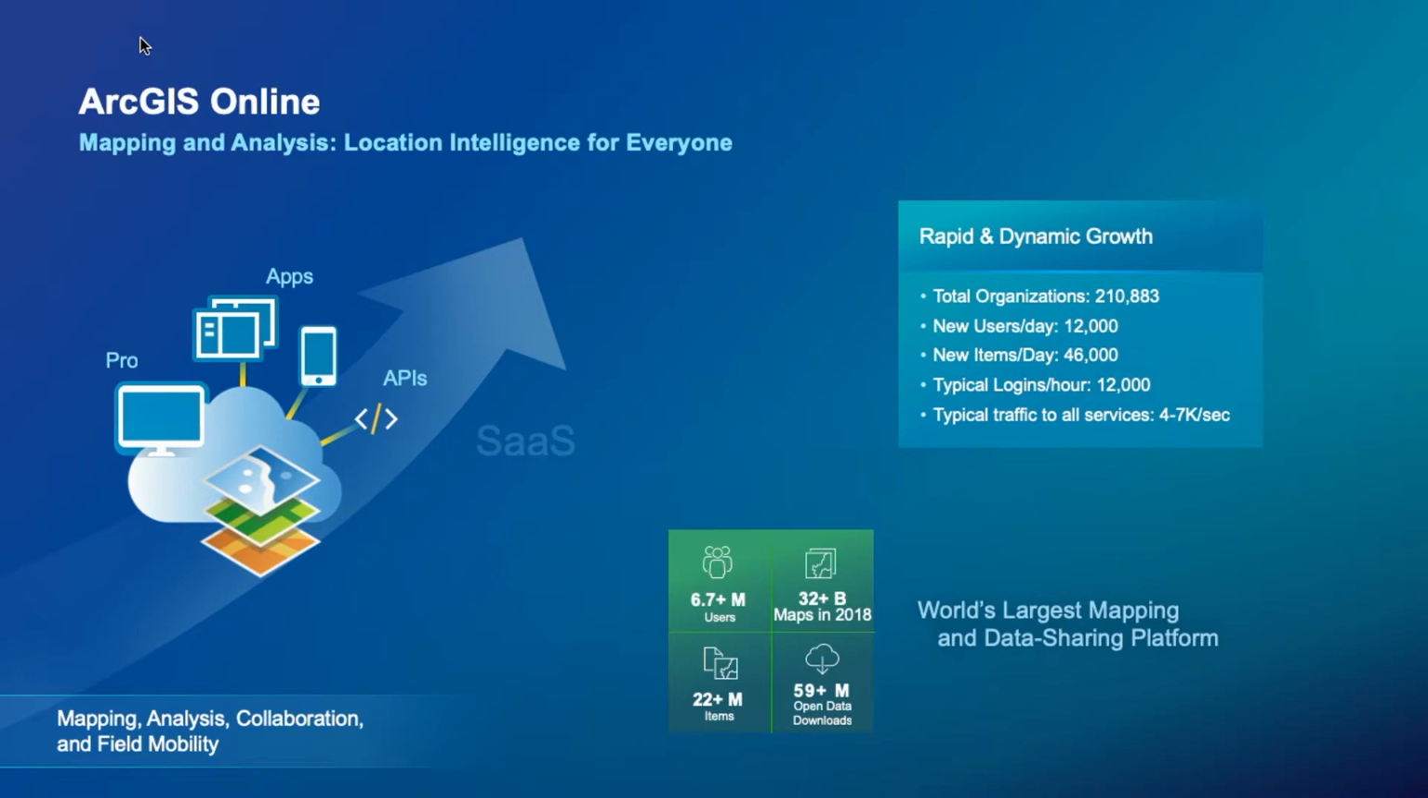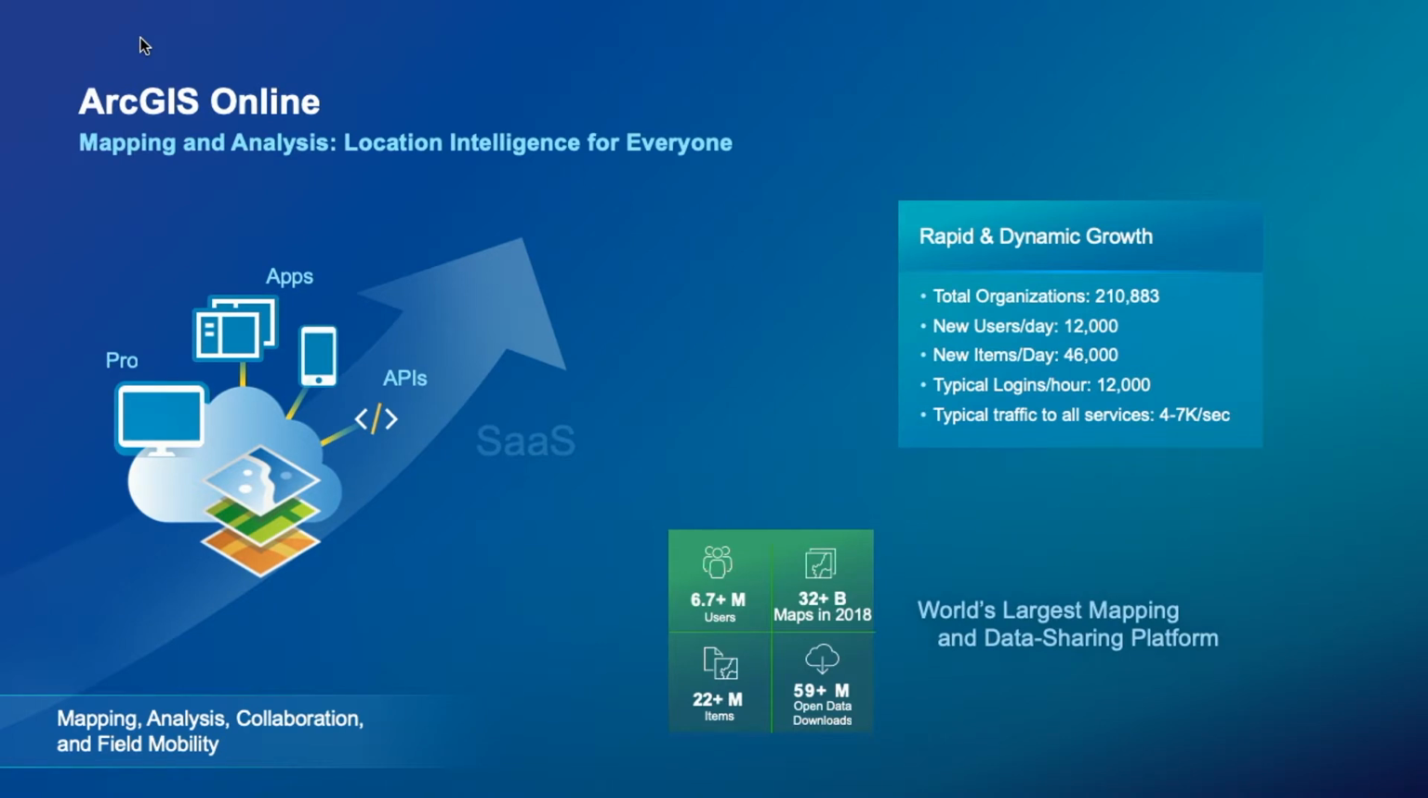Lots of growth. There are over 200,000 organizations, subscriptions using ArcGIS Online. We get about 12,000 new users per day to the system, so it's continuing to rapidly grow. That has not ever slowed down. And between all of those users, about 46,000 new items per day, an item being somebody posts a layer, a web map, applications, hosting data, that kind of thing.